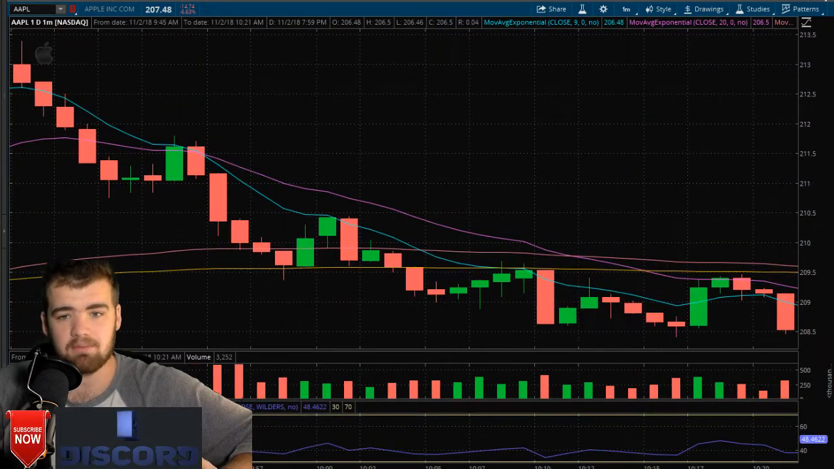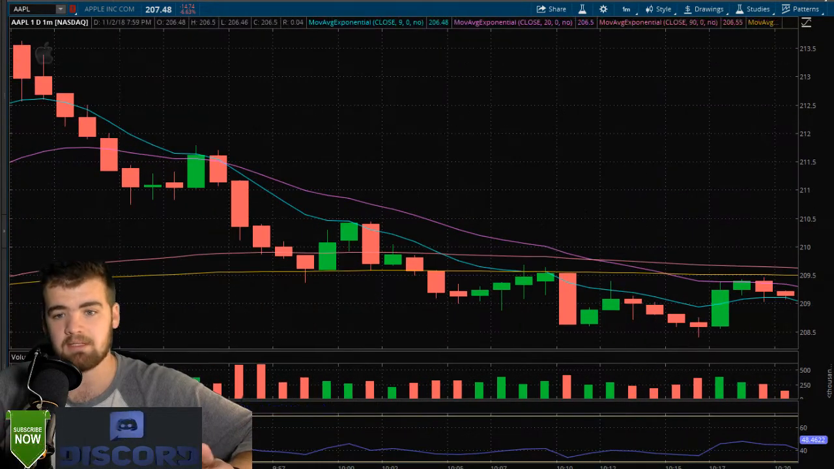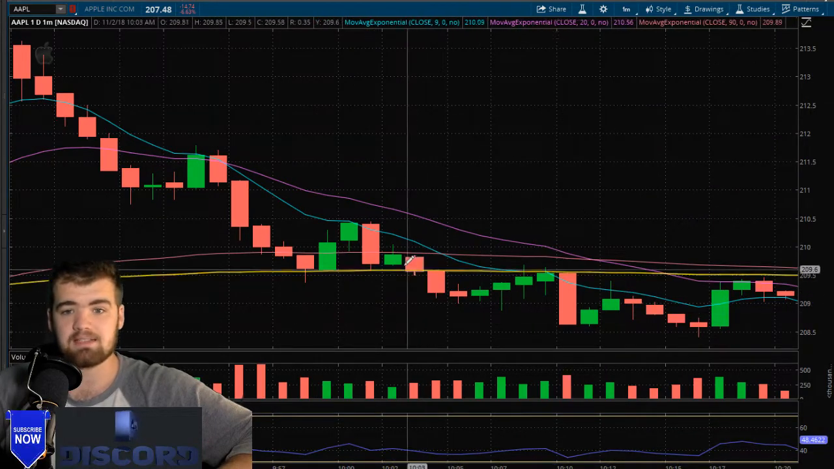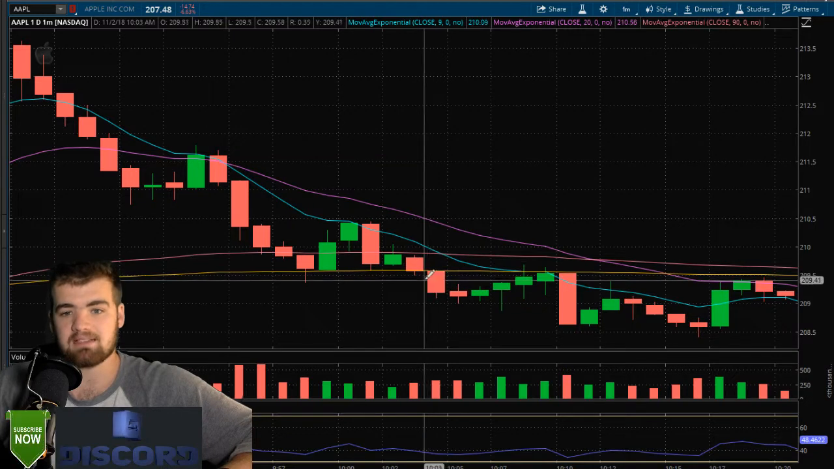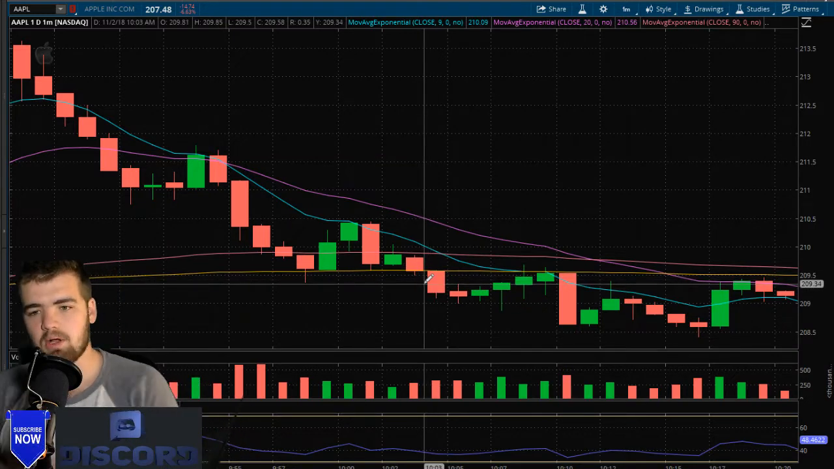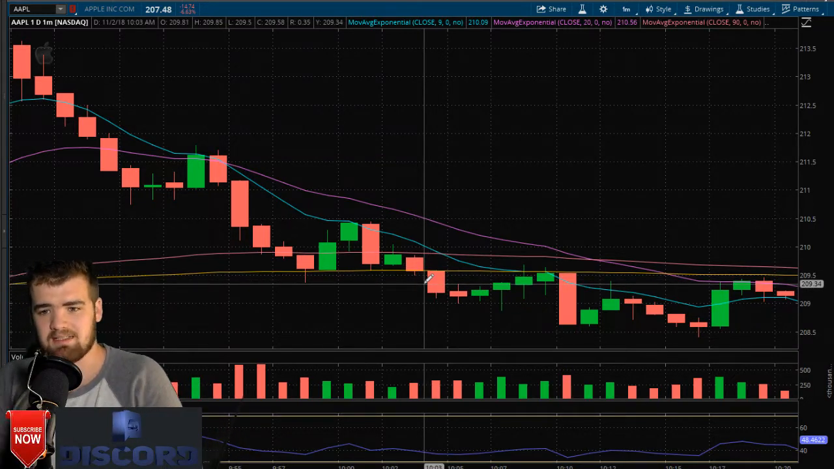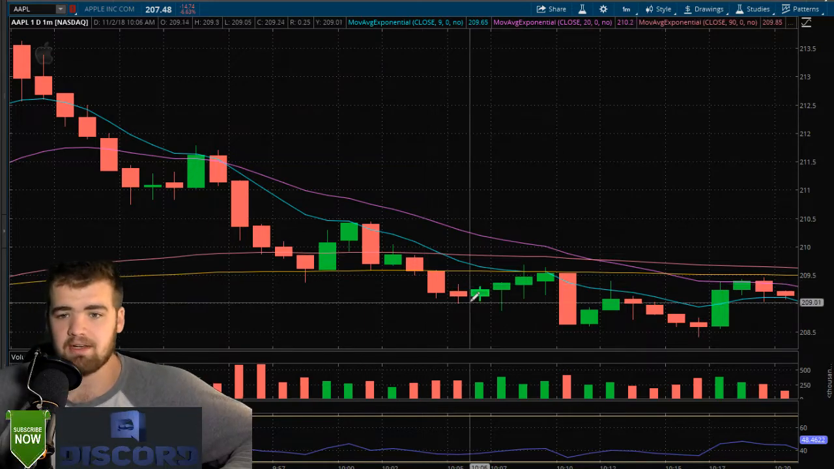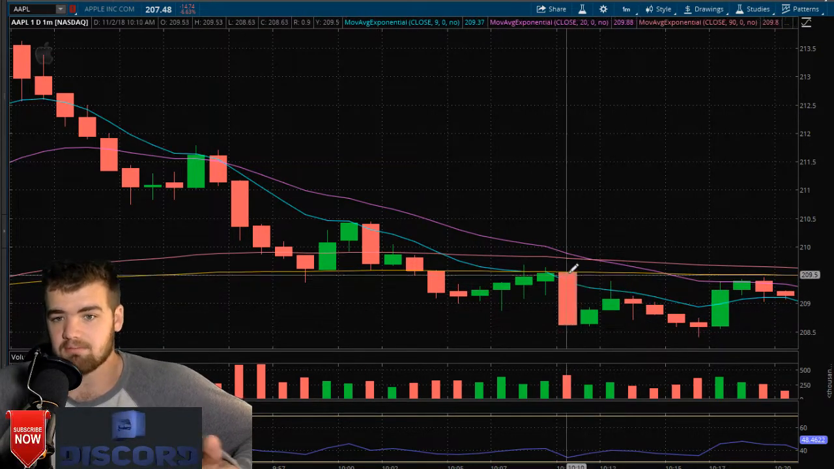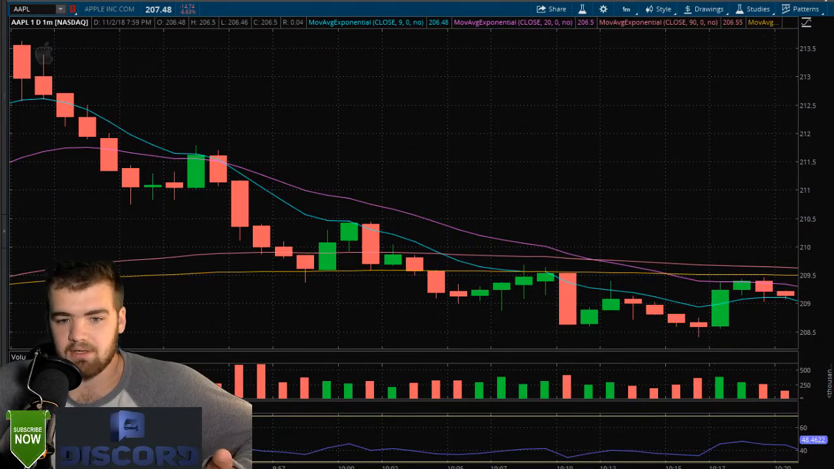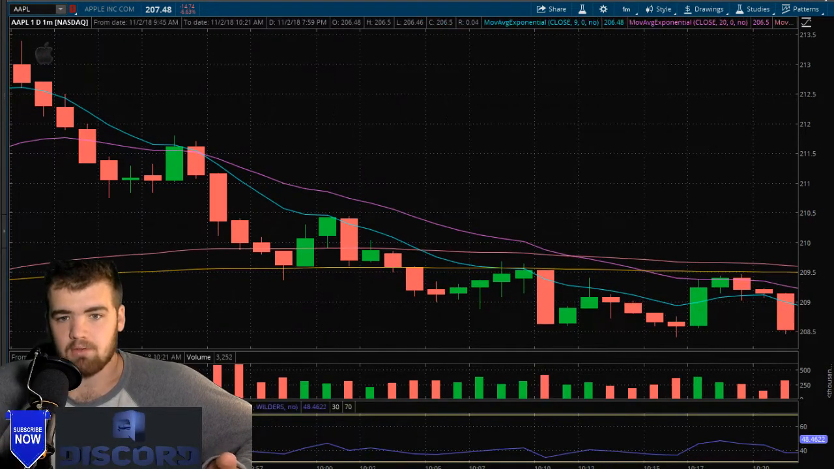I believe everybody should use them. But as you guys can see, if you would have went long here, you would have gotten stopped out for just a small loss of 20-something cents per share, and then it just continued to rally, and it did tap this multiple times to see if it could get a break over it.